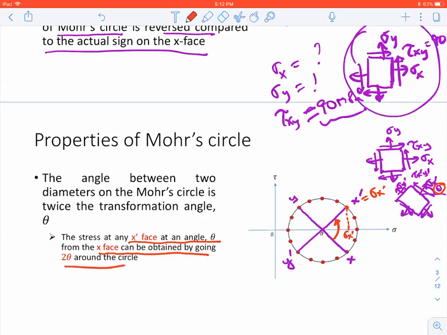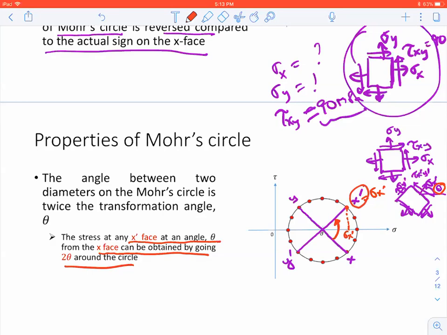So that's what it is saying. Stress at any x prime face at an angle theta from the x face can be obtained by going 2 theta around the circle. So you'll have to go 2 theta from x. If you go 2 theta from x face, you will reach x prime face. And you can directly read your sigma x prime from the Mohr circle.